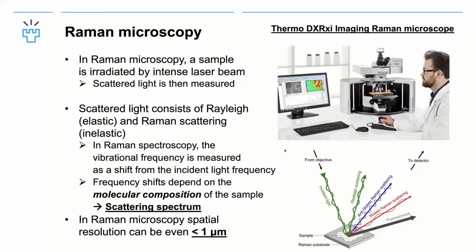Another important imaging technique in vibrational spectroscopy is Raman microscopy. In Raman microscopy, instead of measuring the infrared absorption, we measure the laser light scattering. And similarly, as in infrared spectroscopy, we measure the spectrum, so we measure the scattering of light at different wavelengths, and we get the scattering spectrum.